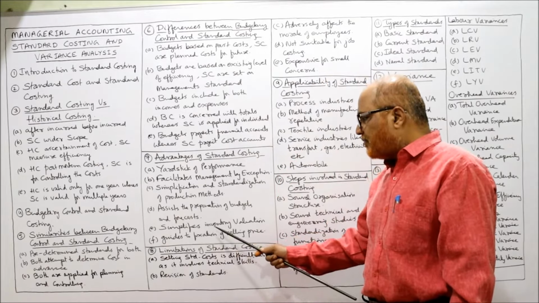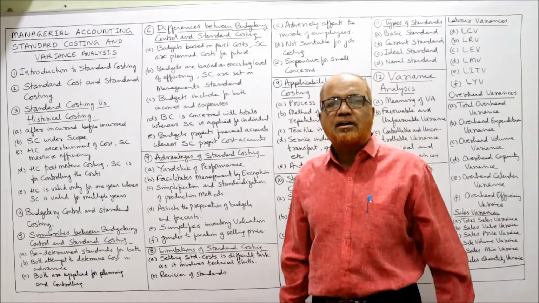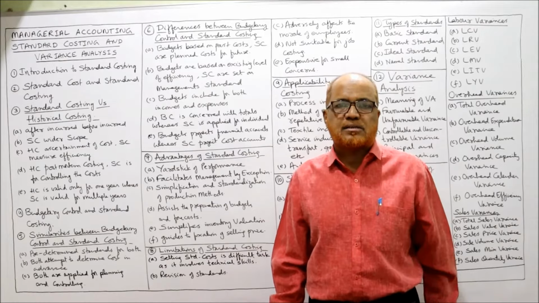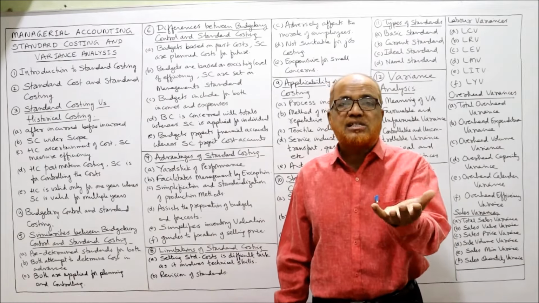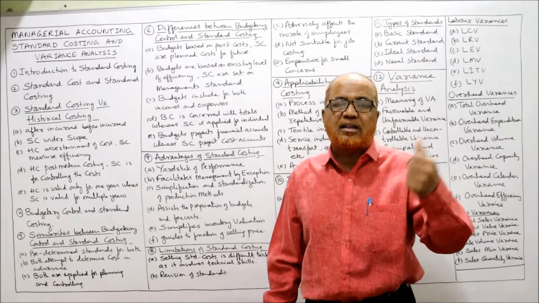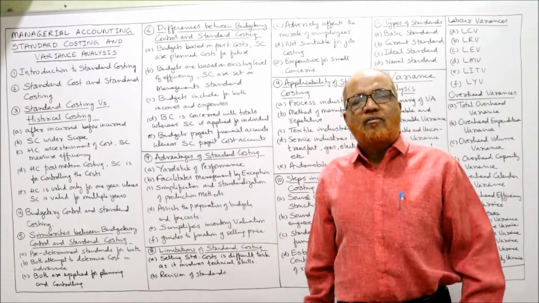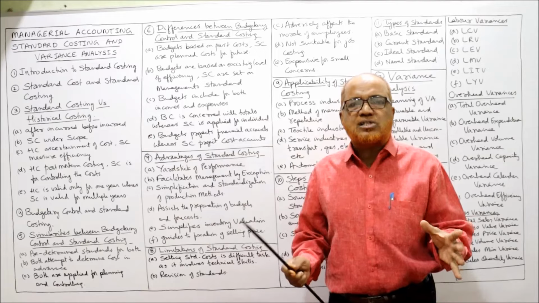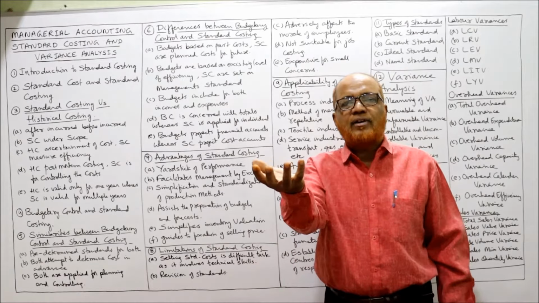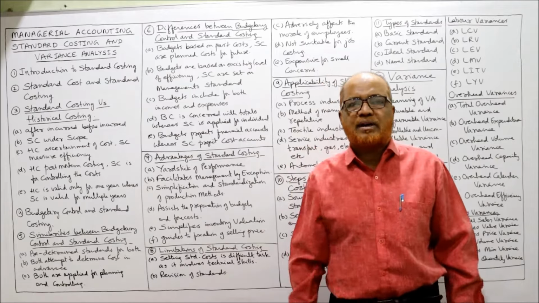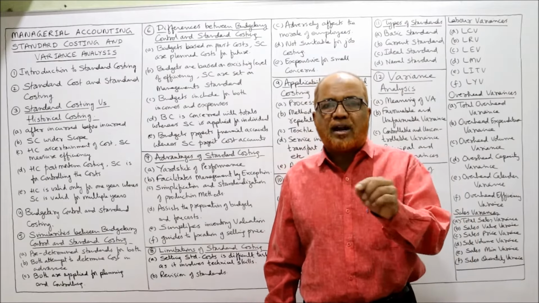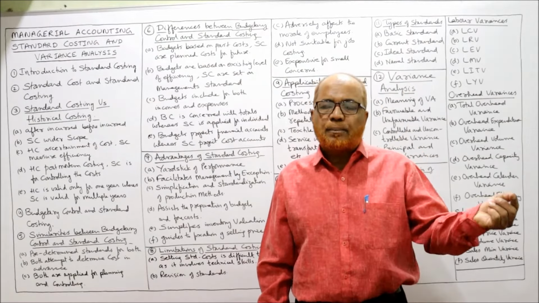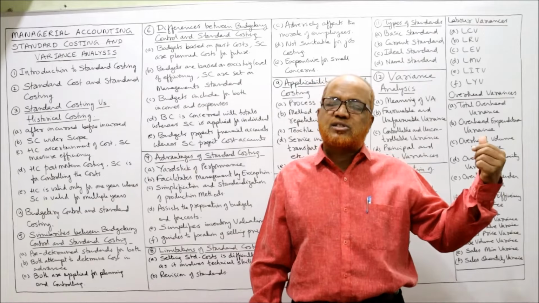Next one, simplifies inventory valuation. See here, inventory valuation is a very important or critical aspect of any business. So every business has to value how much is the inventory, how much is the value of inventory in the stock. So there are different methods. One of the methods of inventory valuation is standard cost. If standard costing is applied, then we calculate the value of inventory according to standard cost fixed by the management. So there is no need for recording the different prices of the inventory items, because the amount is fixed, the standard cost is fixed by the management.